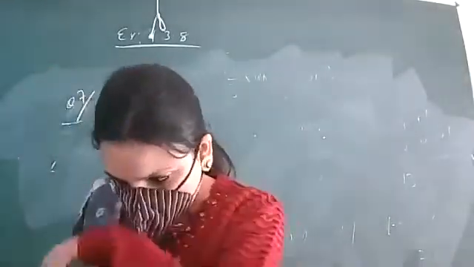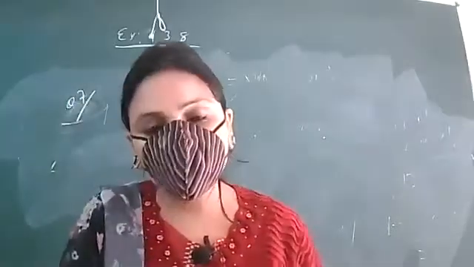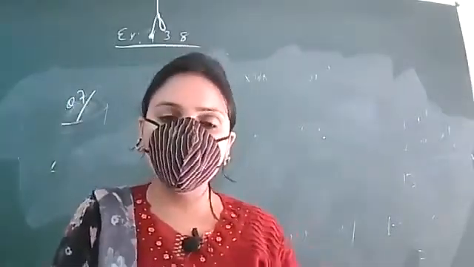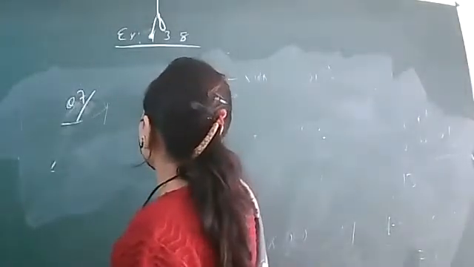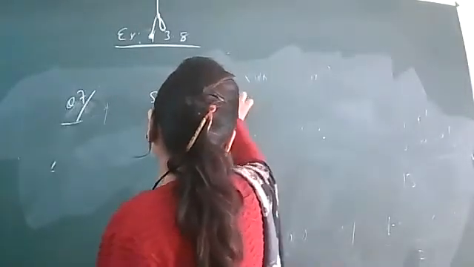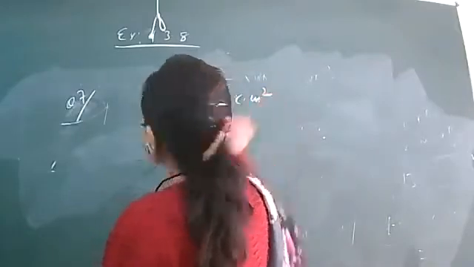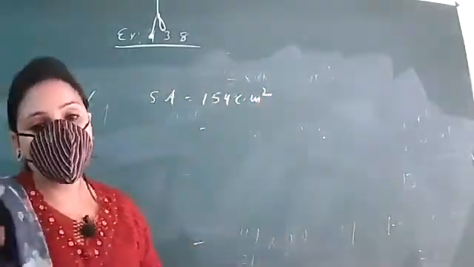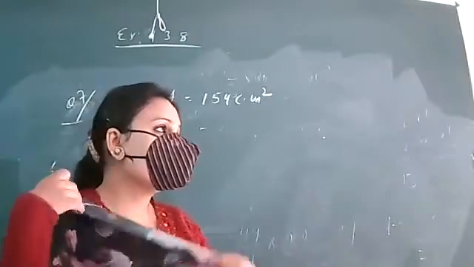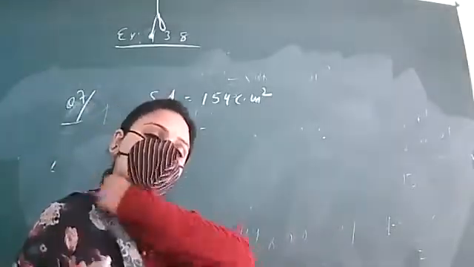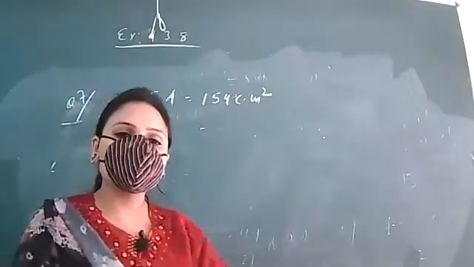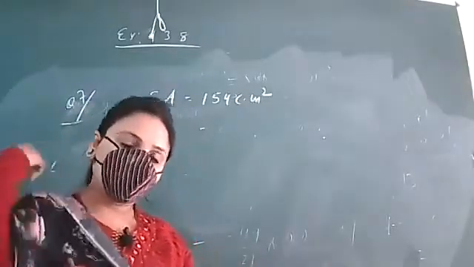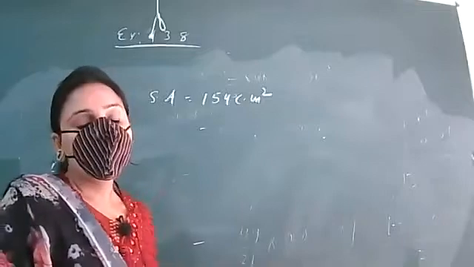Seventh question is, find the volume of the sphere whose surface area is 154 centimeter square. Surface area of the sphere is given to be 154 centimeter square. And we know that when we talk about the surface area of the sphere, it means total surface area, because a sphere has only one face, so we will consider only the total surface area. There will be no concept of the curved surface area, right?